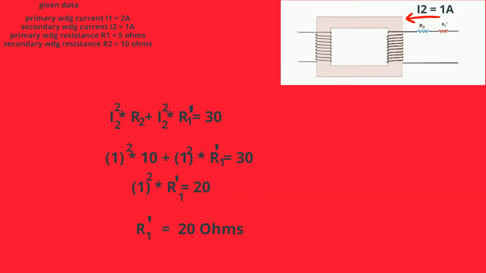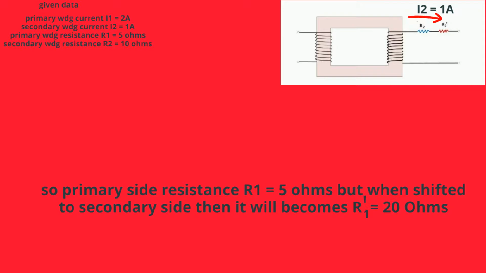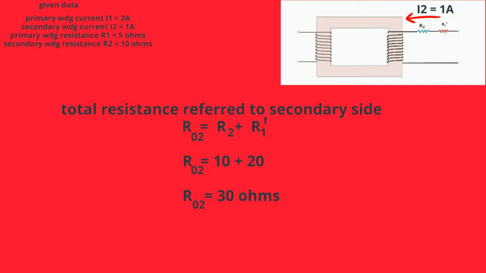Equating our total copper loss equation to 30 watts, then I2 square into R2 plus I2 square into R1 dash, that equal to 30. Substituting the values of I2 and R2 in the equation, we will get R1 dash is equal to 20 ohms. So the primary winding resistance R1 5 ohms, when shifted to the secondary side, becomes R1 dash that equal to 20 ohms. The total equivalent resistance referred to the secondary side, that is R02 is equal to R2 plus R1 dash. After substituting the values of R2 and R1 dash, we will get R02 is equal to 30 ohms.